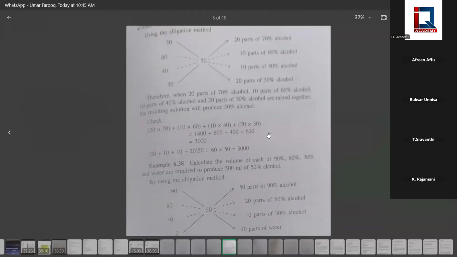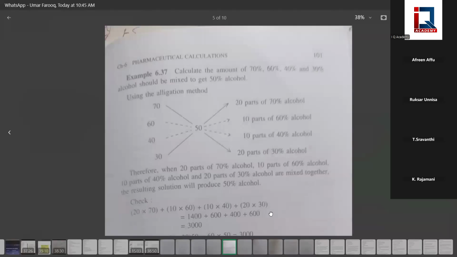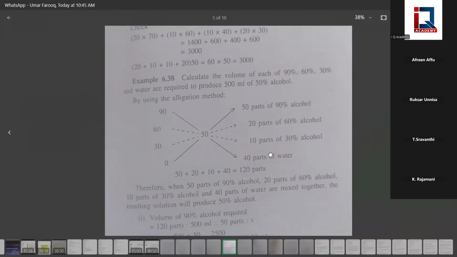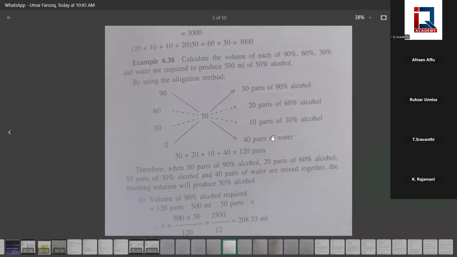Now, let's see the next question. See, what we did: 20 parts, 10 parts, 10 parts, 20 parts. Got it? Okay. Now, next very important question. Slight complication here. He's asking, calculate the volume of each 90%, 60%, 30%, and the water required to produce 500 ml of 50% alcohol. Got it? Now, let me take again.